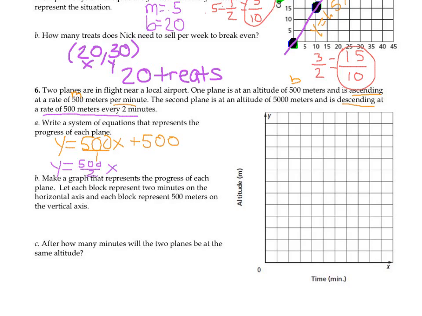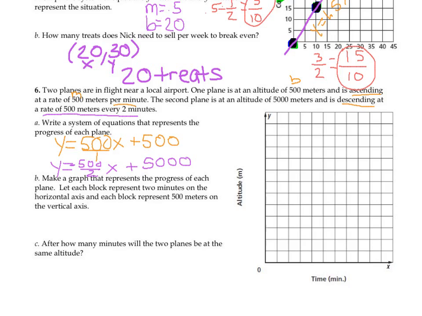And then the second plane is at an altitude of 5,000 meters and is descending. So since the plane is descending, that's going to make our slope a negative 500 over 2, because the plane is going lower and lower, so it's going to be a negative value. Now it also tells us that the plane is at an altitude of 5,000 meters, so that will be our b. So we're going to put that as our b. So now we have our two equations for part A.